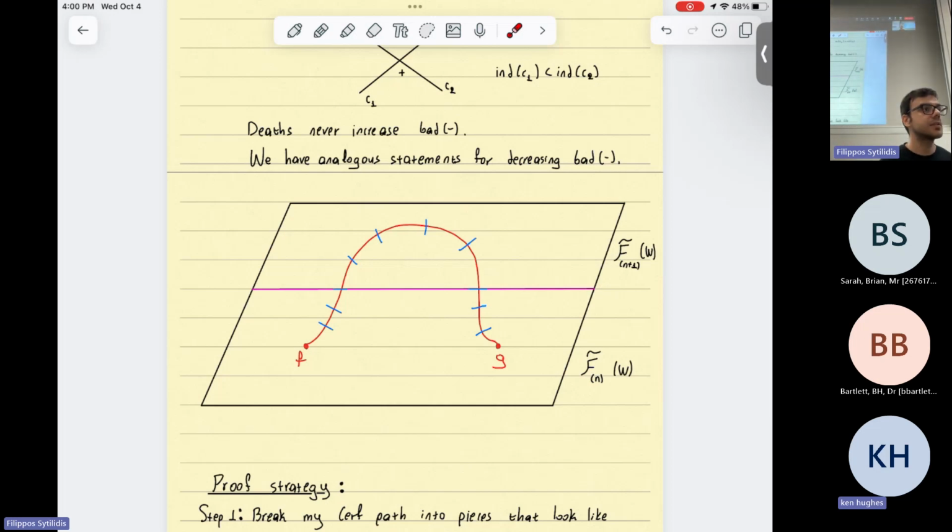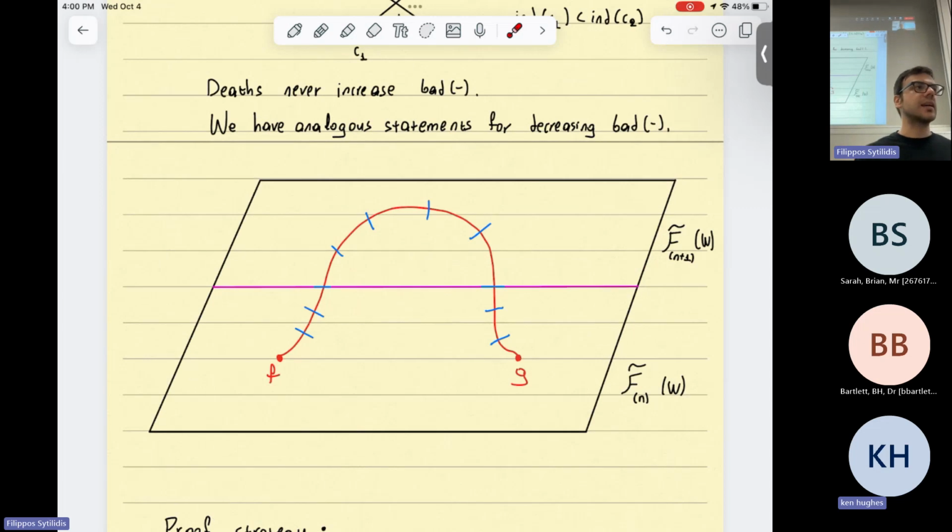Yes, because in order to go from F sub n to F sub n plus 1, it means that you must have done something. The surf path can't just change; you need to either have a crossing or a birth-death. Otherwise you don't change the relative positions of the critical points. So you cannot cross the pink line without a blue point.